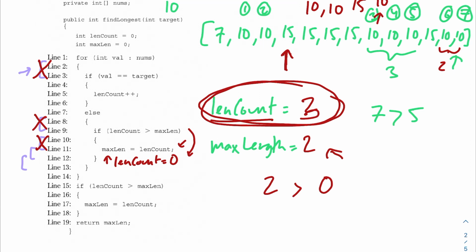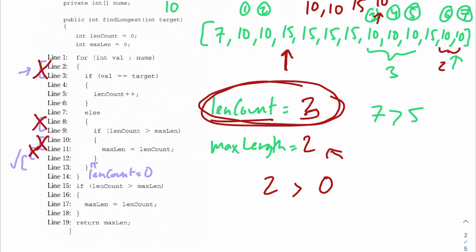So I would say that this is also too early. This leaves us with between lines 12 and 13, and I would say that that is the correct answer for this problem. So that would be down here. This is the correct place to be putting it, right here.